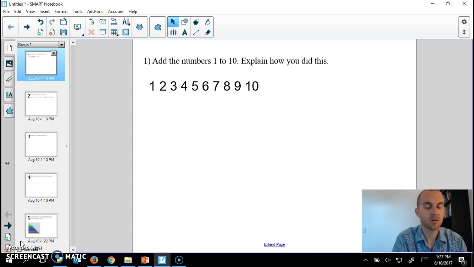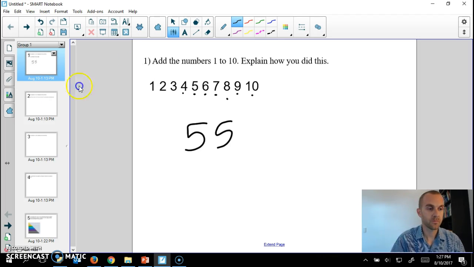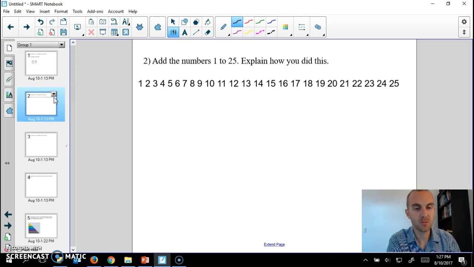So in these summation problems, going from 1 to a certain number, one way is we could literally just use our calculator and add this. So 1 plus 2 is 3, plus 3 is 6, plus 4 is 10, 15, 21, 28, 36, 45, 55. So I could literally just add those numbers. It would be tedious, but possible.